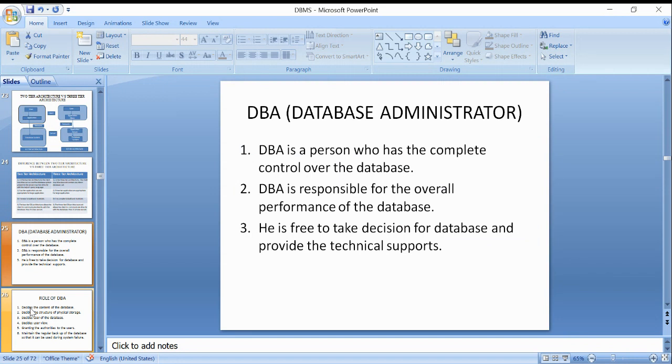Now coming to DBA, which is known as Database Administrator. DBA is a person who has complete control over the database. DBA is responsible for the overall performance of the database. He is free to take decisions for database and provide the technical support.